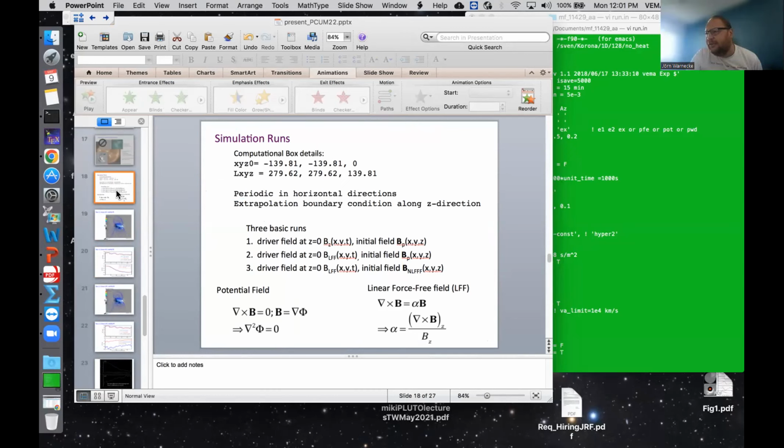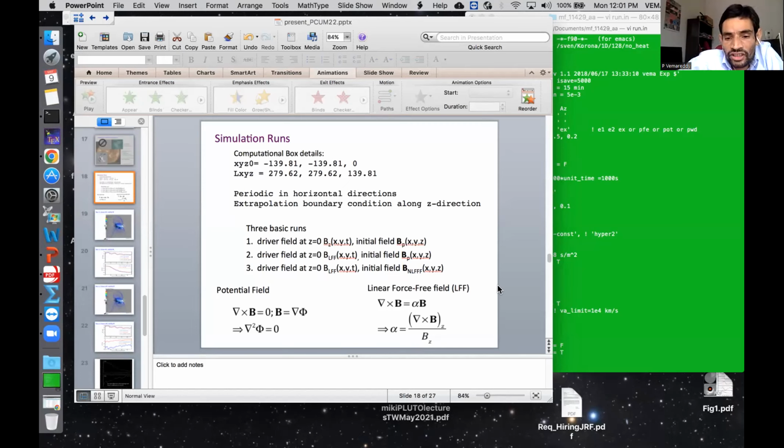And then I have one question about your three basic runs. I understand the initial field, but your driver field, shouldn't the driver field be the same as the initial field? That's where I get confused.